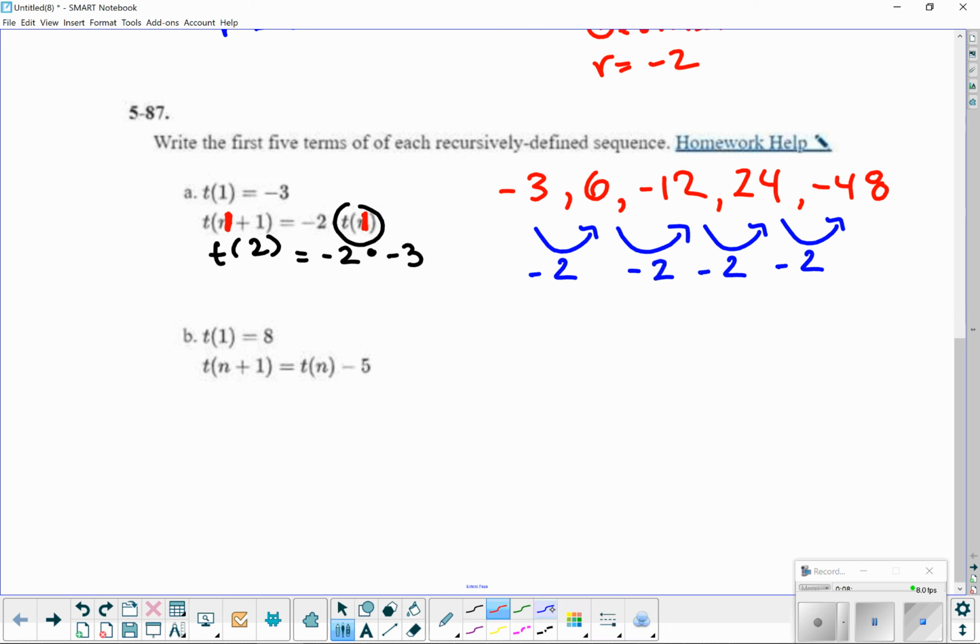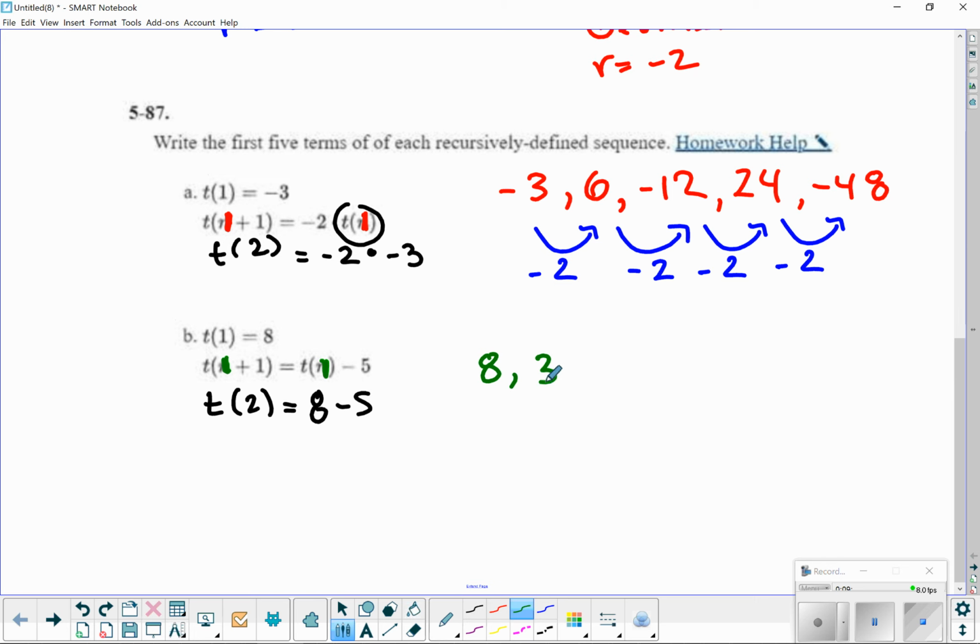All right, this one right here, my first term is 8. Let's see what my second term is. And I can already kind of tell, but anyway, in order to get a second term, I have to put a 1 here. That means I have to put a 1 here, because now I will have t of 1 plus 1 is 2. That's my second term. And t of 1, right here, we see up here is 8 minus 5. So my next term is 8 minus 5 is 3.